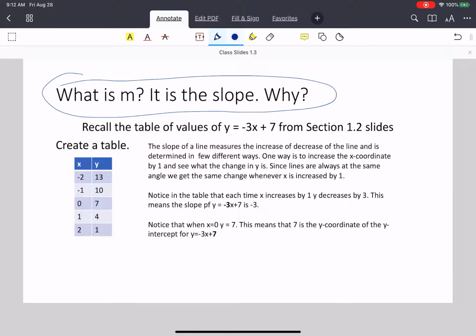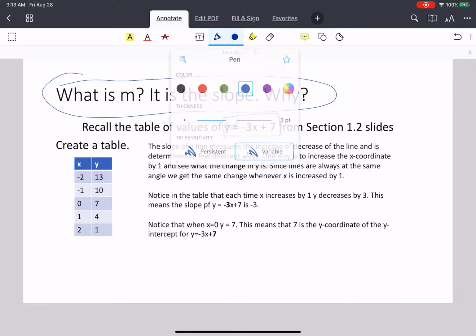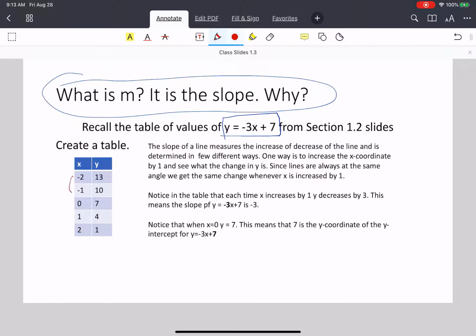So we're going to use this table of values for a given linear equation, y equals negative 3x plus 7. You realize on this table, we look at x and y values. Specifically, we look at the change in x values. From negative 2 to negative 1, negative 1 to 0, 0 to 1, 1 to 2, each time x seems to be increasing by 1.